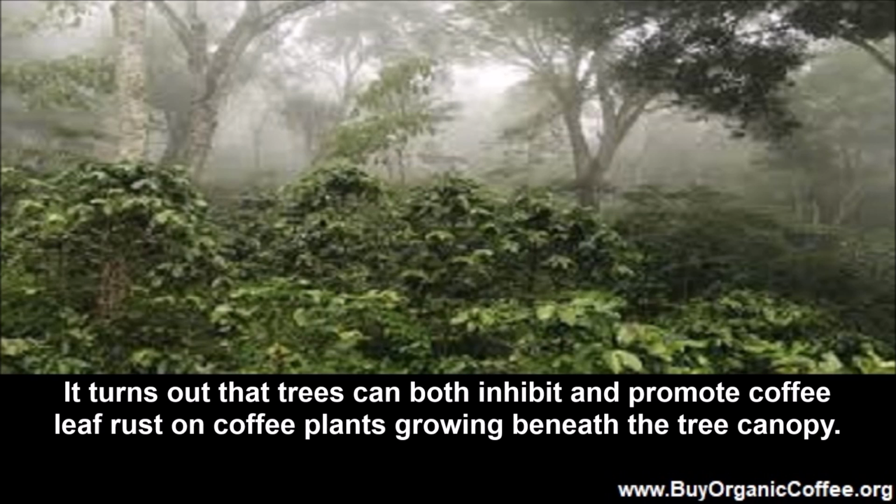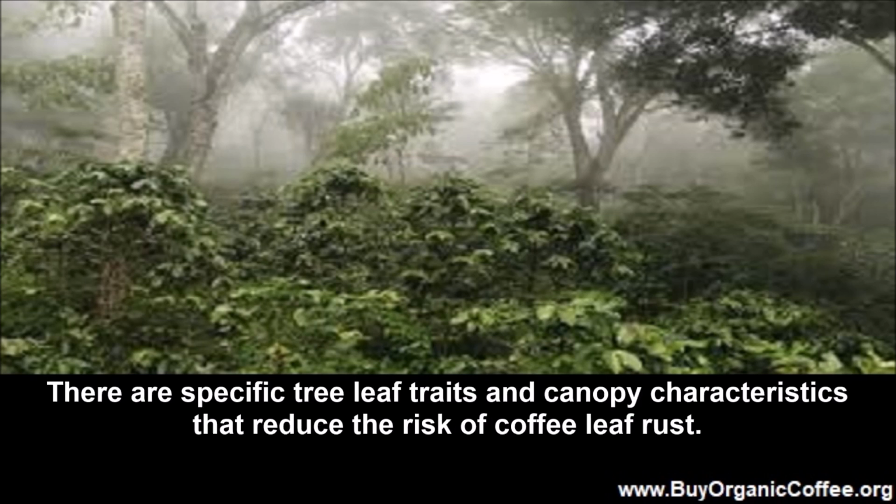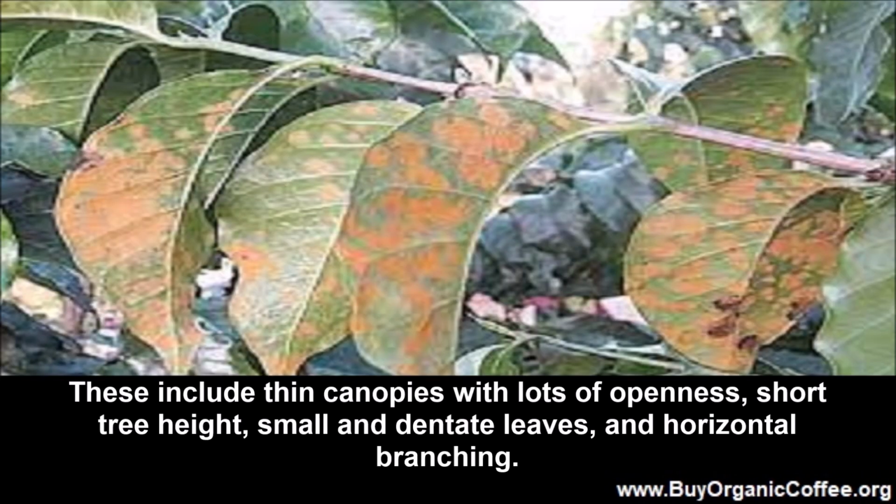It turns out that trees can both inhibit and promote coffee leaf rust on coffee plants growing beneath the tree canopy. There are specific tree leaf traits and canopy characteristics that reduce the risk of coffee leaf rust. These include thin canopies with lots of openness, short tree height, small and dentate leaves, and horizontal branching.